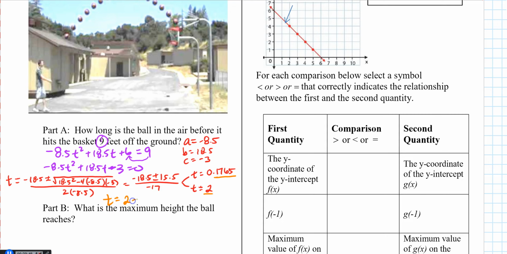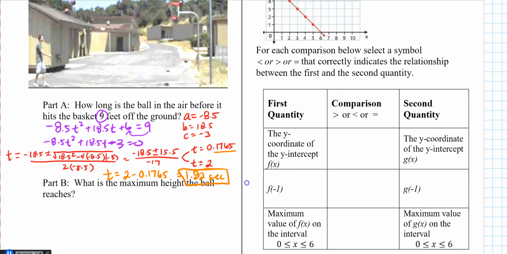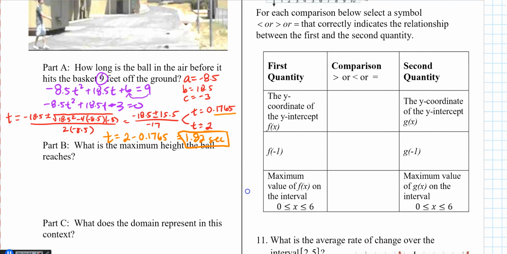So it's 2 minus 0.1765, which gives me about 1.82 seconds before it hits the basket. Do not forget your units. Make sure we say that it's seconds.